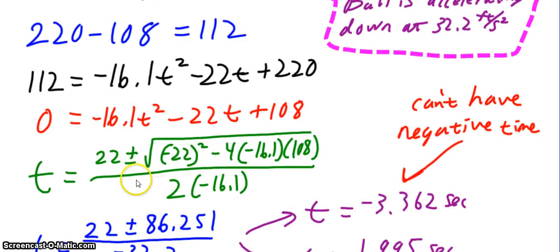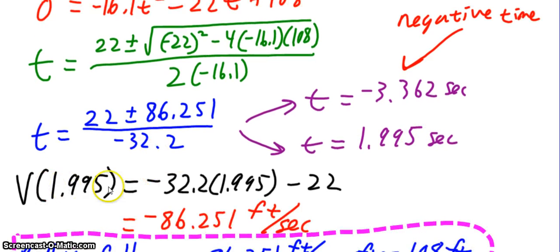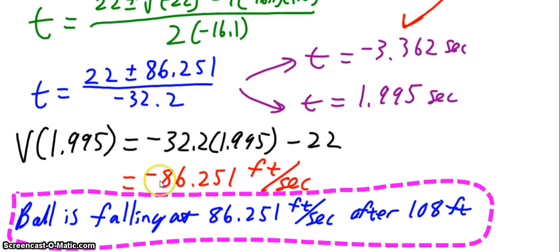So I solve, quadratic formula, solve, I get two values of t. I can't have negative time. That doesn't make sense in the context. So I just use my positive time, 1.995, and then I plug that into my velocity equation, which was the derivative of position again. Remember, so now I'm just finding an instantaneous velocity, but it's at this time of 1.995. Plug that in, I get negative 86.251 feet per second, so the ball is falling at 86.251 feet per second after 108 feet.